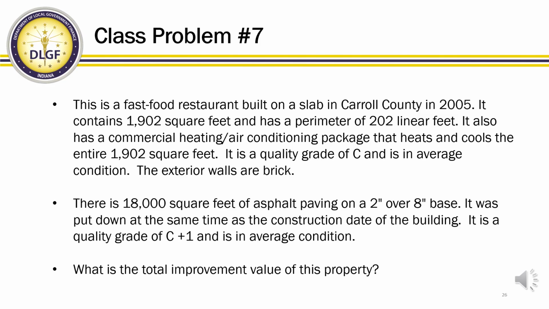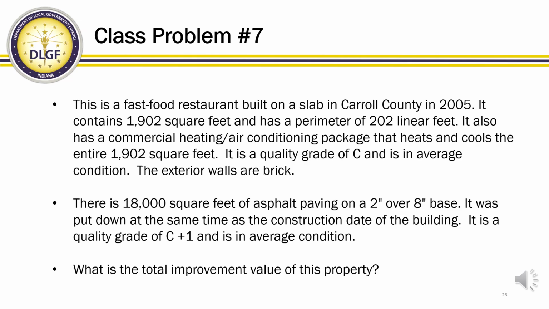Okay, class problem number 7. What I want you to do here is get your full property record card out and actually go through, do your cost ladder, figure out your replacement cost new for this fast food restaurant. You also have paving here to take into account. Put the information in the summary of improvements, figure out replacement costs, depreciation, the whole shebang, and get your total true tax improvement value for this property.